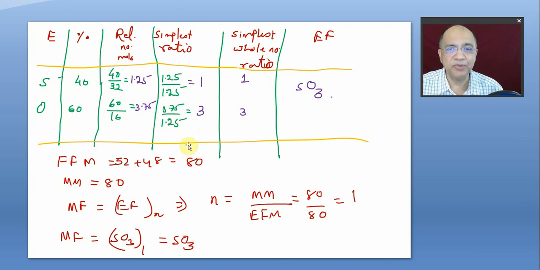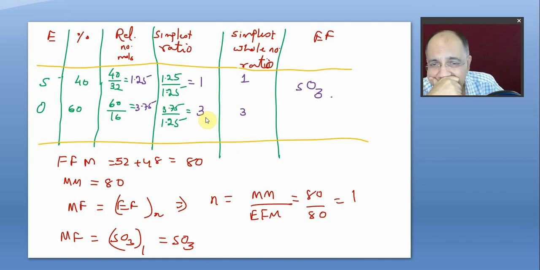Therefore, the simplest ratio is also equal to the simplest whole number ratio. Had it been 1.5 here and 3 here, you would have multiplied the whole thing by 2. Supposing it would have been, say, 1.5 and 3, then by multiplying with 2, it becomes 3 and 6. I'm sorry, 1.5 into 2 is 3 and this is 3.